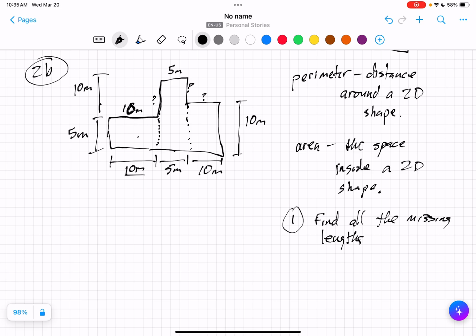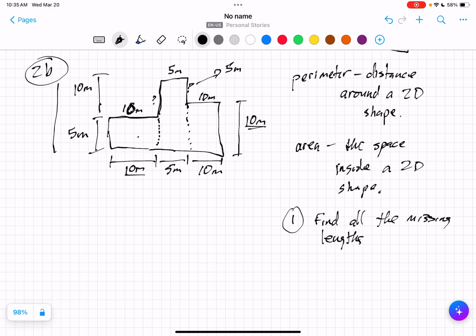And the last part here, this must be 10. If we take a look on the left side over here, all the way down, we know the total is 15. Therefore, this part is going to be that 15 minus our known, which is 10. So that's going to equal, I'm going to put here, 5 meters.